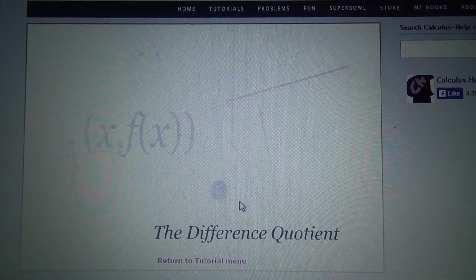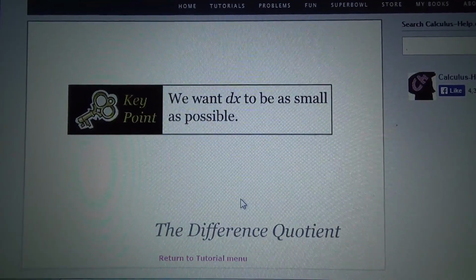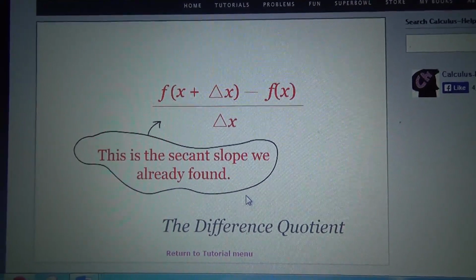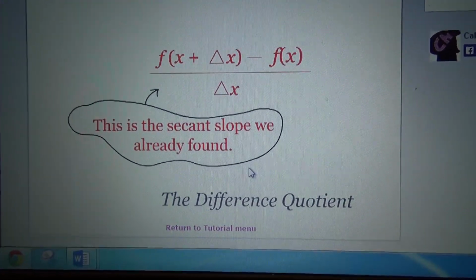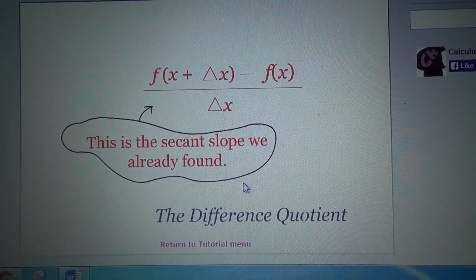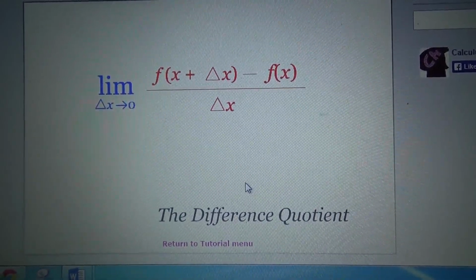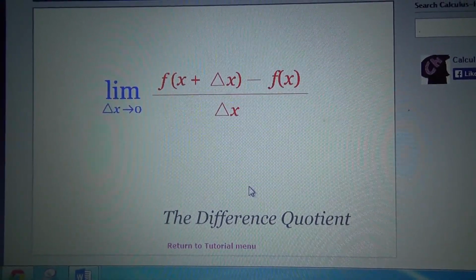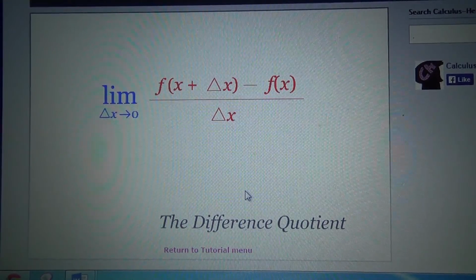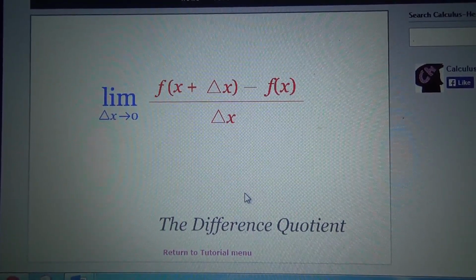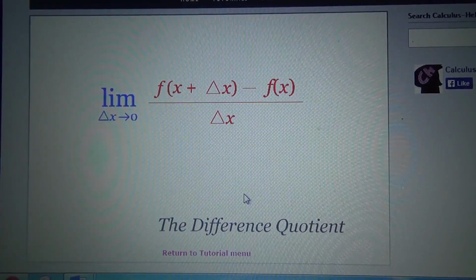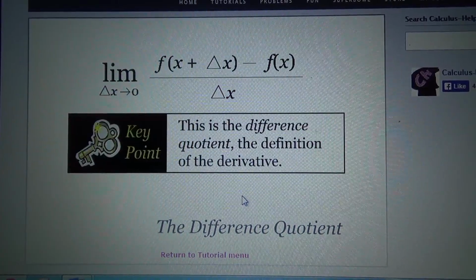We want delta x to be as small as possible. So therefore I need to make a small adjustment to my secant slope. Remember, that was f of x plus delta x minus f of x all over delta x. But we want to specifically say that that delta x needs to be as small as possible so those lines basically overlap. And to do that, we'll use a limit. All we do is add in the limit as delta x goes to 0. In other words, I want delta x to become so small it's almost 0. It can't be 0 because then I would have 0 in the denominator of the fraction. That's why I have to use a limit. And I say, get that delta x as small as possible. This is the difference quotient. It is the mathematical definition of the derivative.